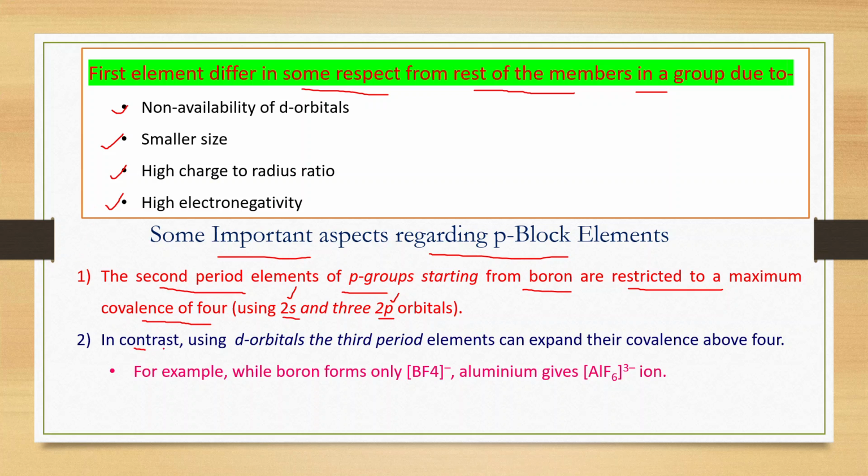In contrast, using d orbitals, the third period elements can expand their covalency above 4. For example, boron forms only BF4 negative, while aluminum gives the AlF6 3 minus ion. In BF4 minus, the covalency of boron is 4, while in AlF6 3 minus, the covalency of aluminum is 6.